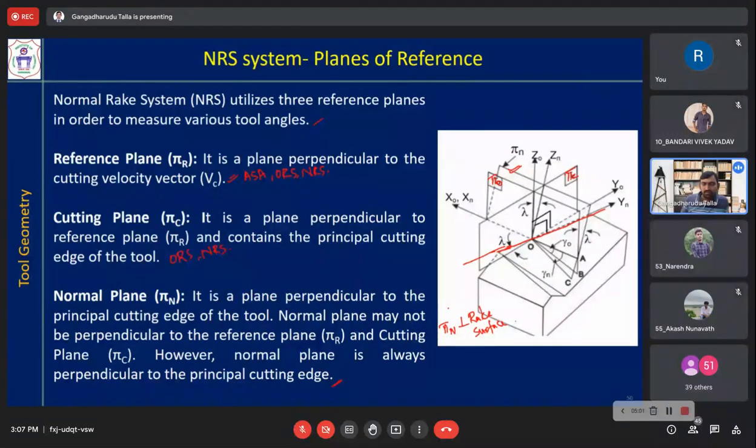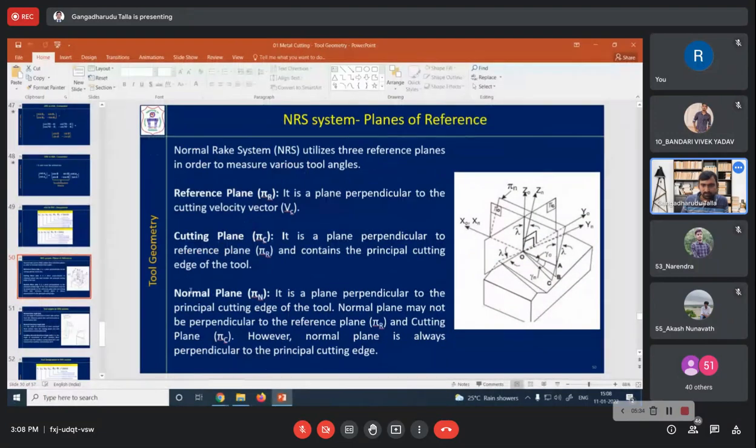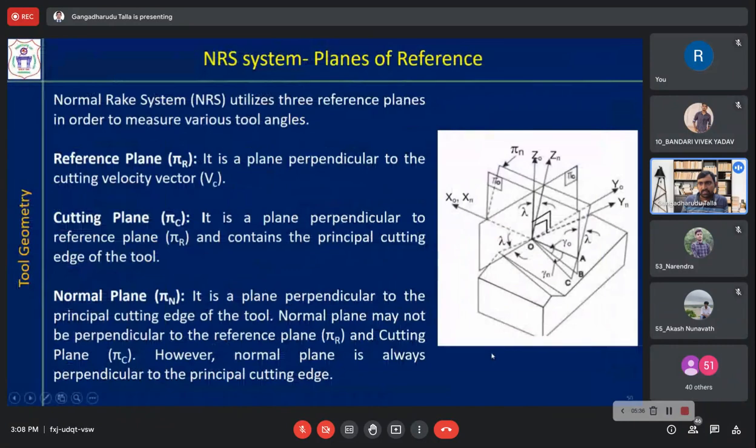Is it clear? Pi n is perpendicular to rake surface. It is not perpendicular to pi r or pi c. If it is perpendicular to pi r and pi c, it becomes pi o only, orthogonal plane. So that is the difference between pi o and pi n. Is it clear? Please ask me if you have any doubt regarding pi n orientation.